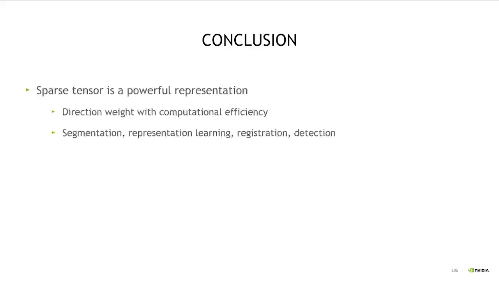So, in conclusion, a sparse tensor is a powerful representation that is a direct extension of the discrete convolution in image and 3D space we are familiar with. And it also supports directional weights and is computationally efficient on high-dimensional data. And we briefly covered how we can use the sparse tensor for segmentation, representation learning, registration, and detection, but are not limited to these applications.